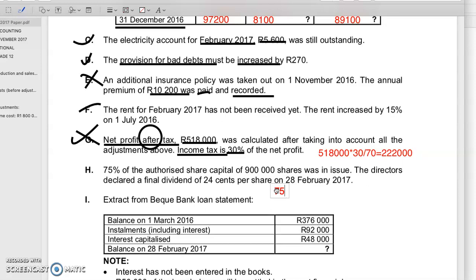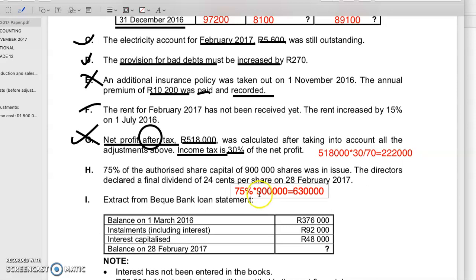So 75% times 900,000. And that's going to give you how many shares are actually in issue, okay? Not all our shares are in issue. So if we multiply that, we should get 630,000. That's the number of shares we have in issue.